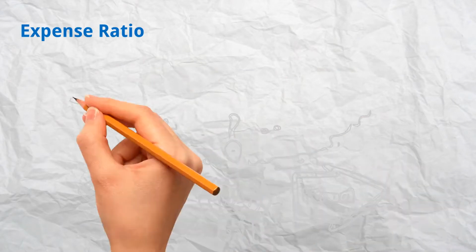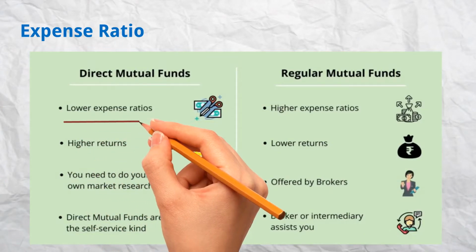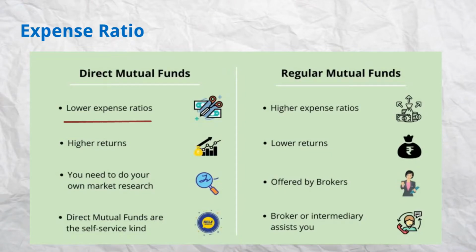Typically, if you consider any mutual funds, be it equity, debt or balanced, there are two types. Number 1, direct mutual funds. Number 2, regular mutual funds. Direct mutual funds have a lower expense ratio when compared to regular mutual funds. The expense ratio is lower because there is no mutual fund distributor commission included.